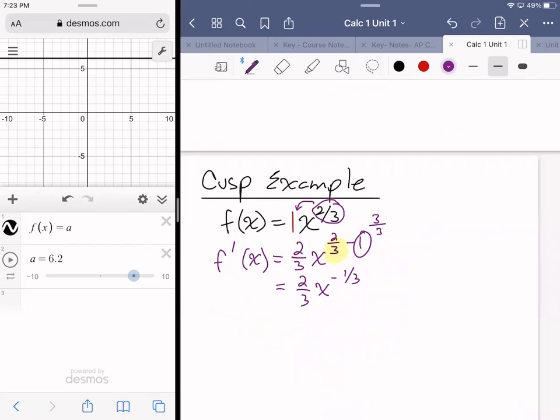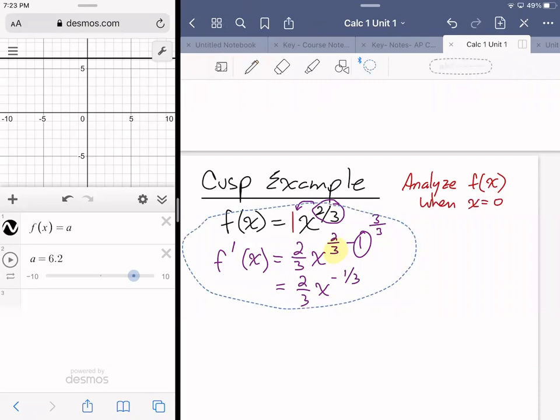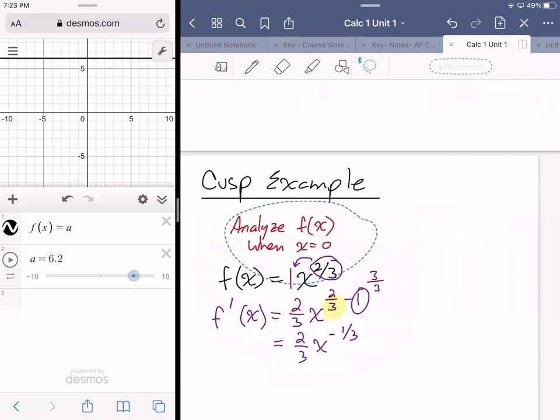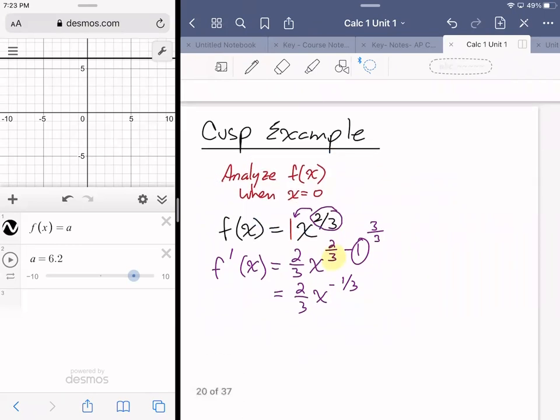All right, so for a cusp, we want to first make sure the function exists at the point. And so we are going to analyze f of x when x is equal to 0. That's the relevant location for the cusp. So we need to first make sure the function exists at 0. So 0 to the 2/3 is equal to 0, so that's good.